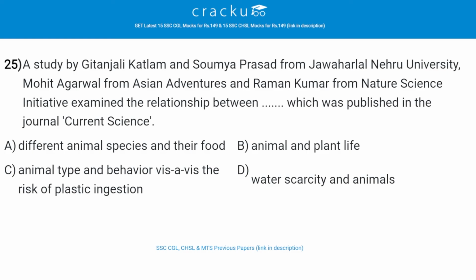A study by Geetanjali Katlam and Soumya Prasad from Jawaharlal Nehru University, Mohit Agarwal from Asian Adventures and Raman Kumar from Nature Science Initiative examined the relationship between Dash, which was published in the journal Current Science. The correct answer is C, that is animal type and behavior vis-a-vis the risk of plastic ingestion. So Current Science is a multidisciplinary journal.